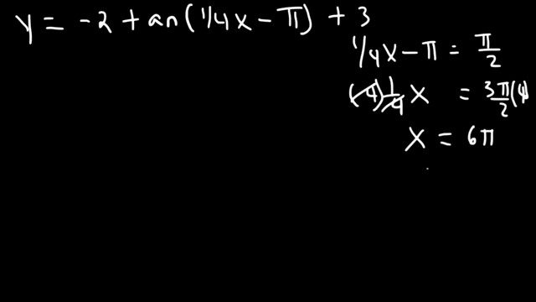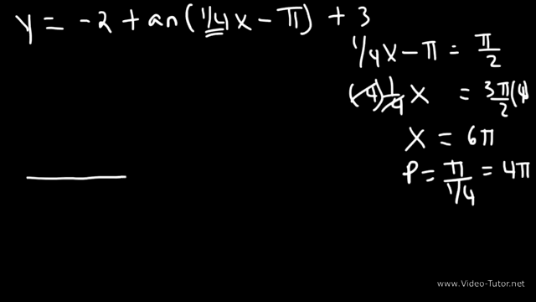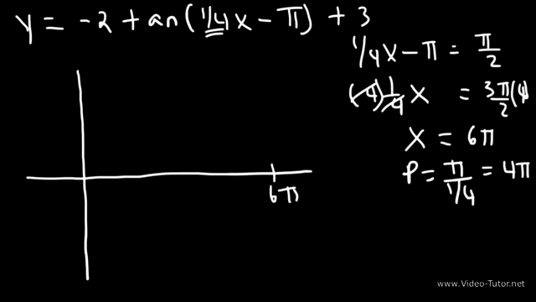Now the next one, we can use the period to find it. The period is going to be pi divided by b. And b is the number in front of x, so b is 1/4. So pi divided by 1/4 is the same as pi times 4, so it's 4 pi. So let's use the right side of the graph. Let's say this is 6 pi. We can add 4 pi or subtract 4 pi, but let's subtract 4 pi. So the next vertical asymptote is at 2 pi. And let's just focus on everything in between these two vertical asymptotes.